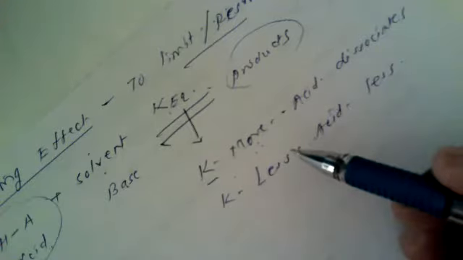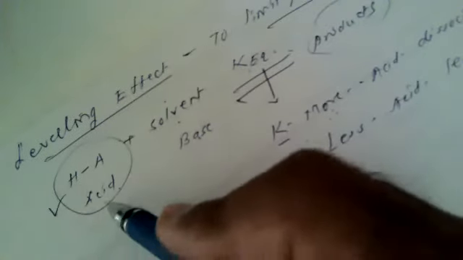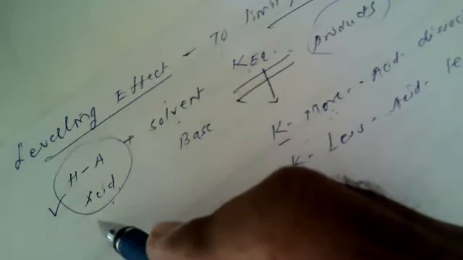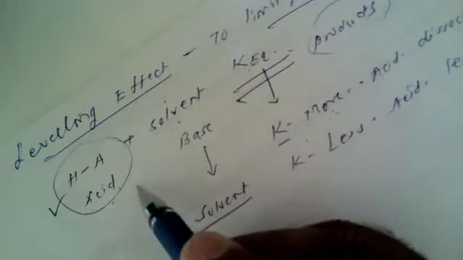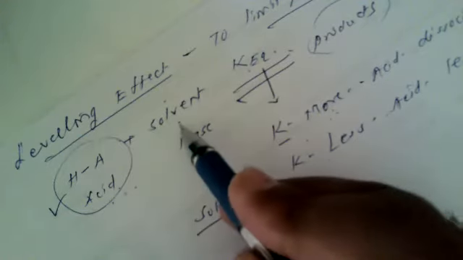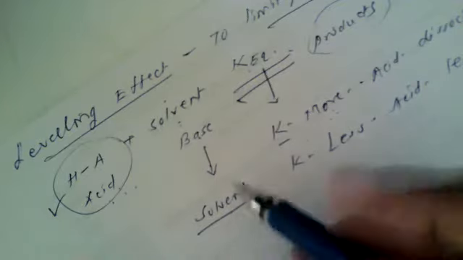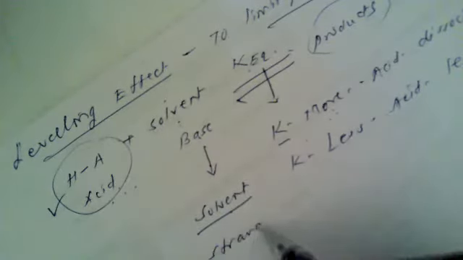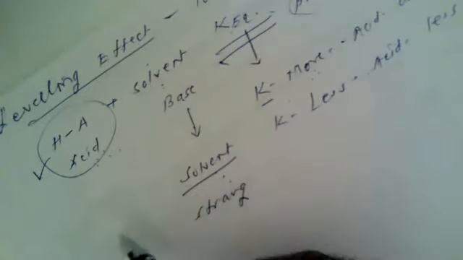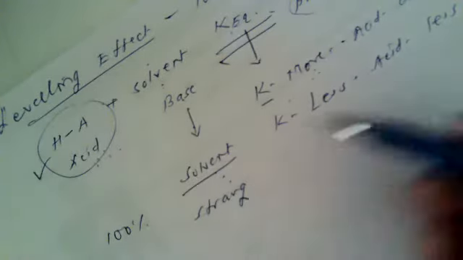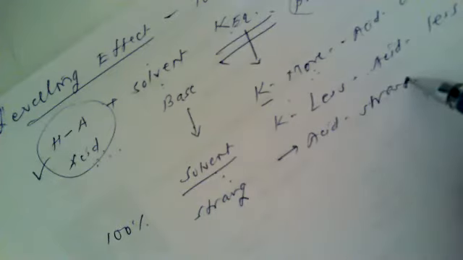So the strength of this acid is wholly governed by, or depends upon, the solvent. The dissociation of the acid is entirely governed or controlled by the solvent. What is the meaning of this? Under the influence of a strong solvent, 100% dissociation of the acid occurs. That means the strength of the acid is strong.